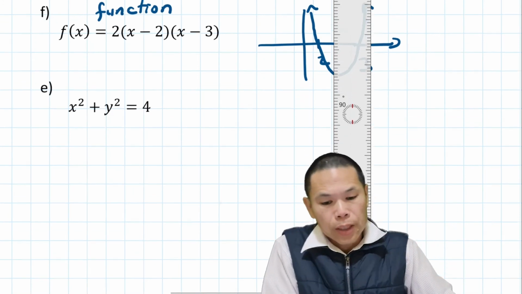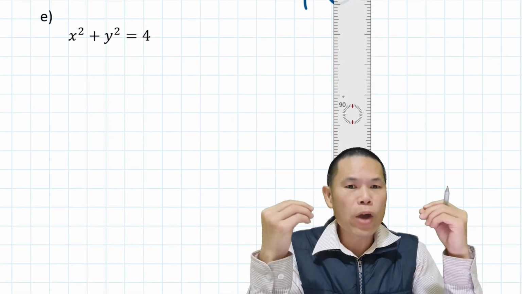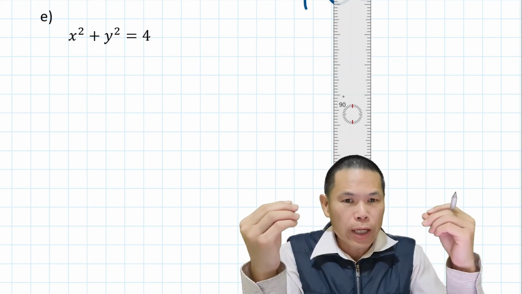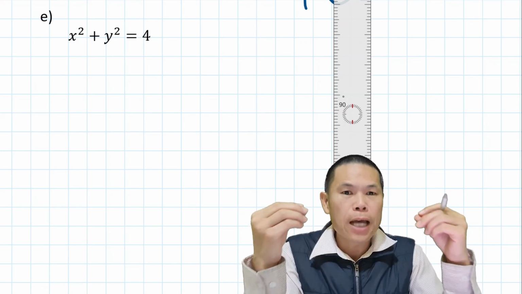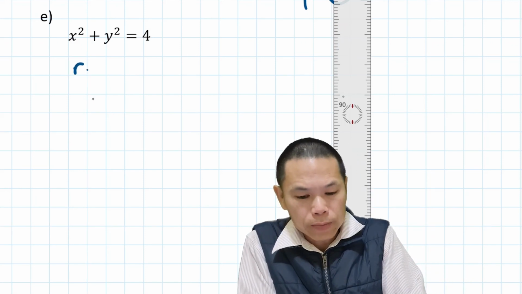Part E is not a function because it is a circle. Because x squared plus y squared equals r squared. Okay, r squared, in this case, r is 2. So 2 squared is 4. So it's a relation instead.